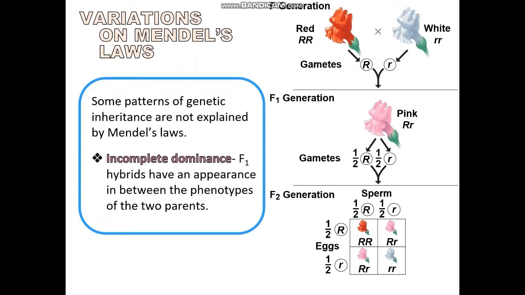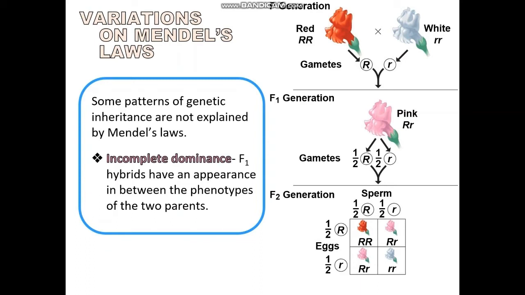Snapdragons have red flowers or they have white flowers, just like peas have red flowers and white flowers. You can create true breeding varieties just the same way Mendel did with the peas. However, when you crossbreed, when you get hybrids in the F1 generation of snapdragons, you actually end up with pink flowers. So the hybrid, the heterozygote, does not look like either of the two parents. You actually see a blending of the two phenotypes here.